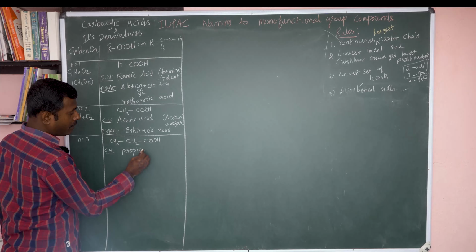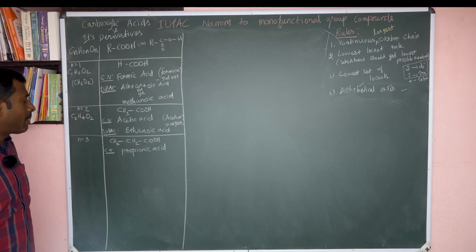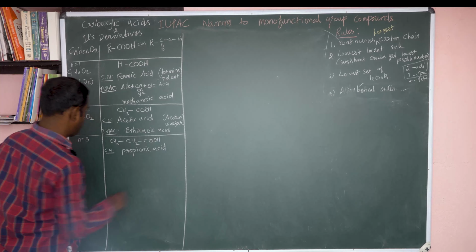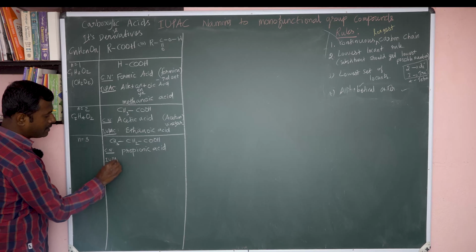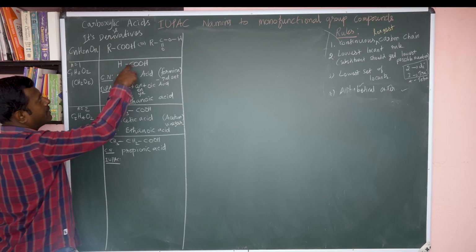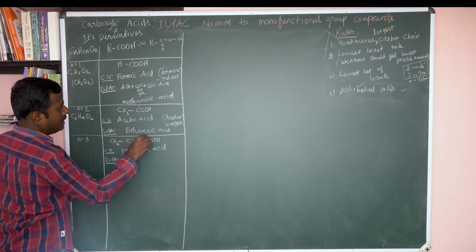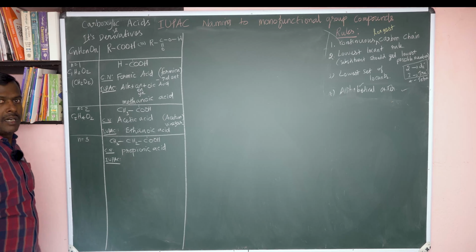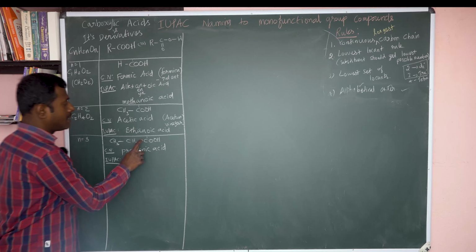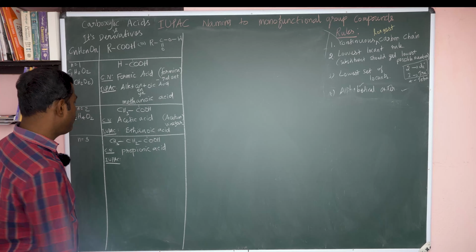So propionic acid. The common name for this compound is propionic acid, based on the number of carbons. And the IUPAC name: since there are 3 carbons, always while counting the carbon, the acid group itself contains 1 carbon. That acid group carbon should be counted first. The highest preference should be given to the acid group, wherever it is, so it is always the first carbon. You must count.